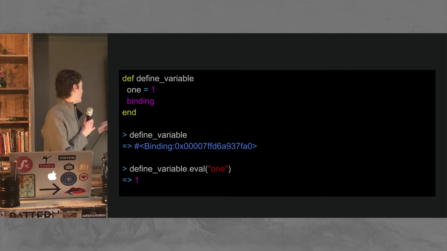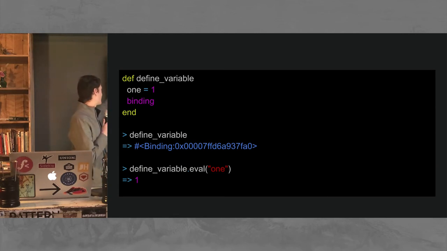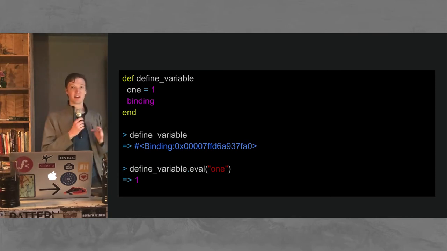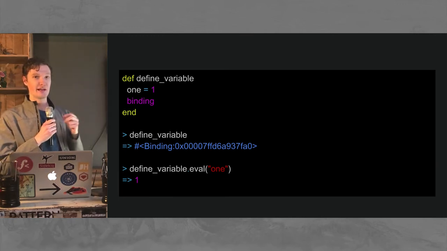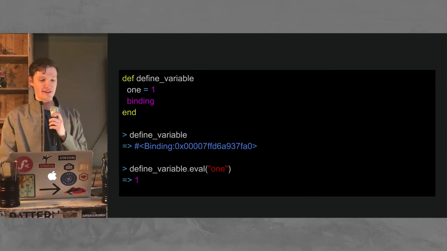Here we go. So now, in this case, I have a method that defines a variable, just 1 equals 1, and I return the binding of that method. I can call the define variable method, and if I then evaluate the 1 variable on that binding, it will actually return the value. So that's how you can break the general concept that outside layers don't know about the inside bindings' variables. Anyway, so that was a lot.